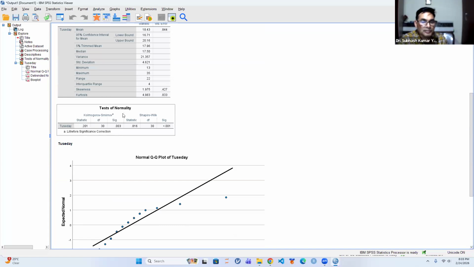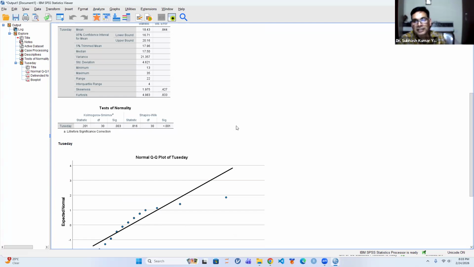यहां पर देखिए, दिस इज वेरी इंपॉर्टेंट। So these are the tests of normality. The first one is Kolmogorov-Smirnov test. This is the p-value for that, and the another one is Shapiro-Wilk test. The statistics for Shapiro-Wilk is this, degree of freedom is this, and this one is the p-value. So you can see here both the values are less than 0.05.